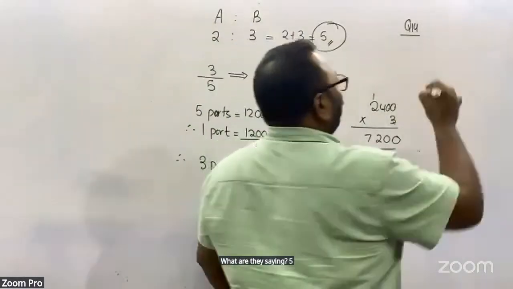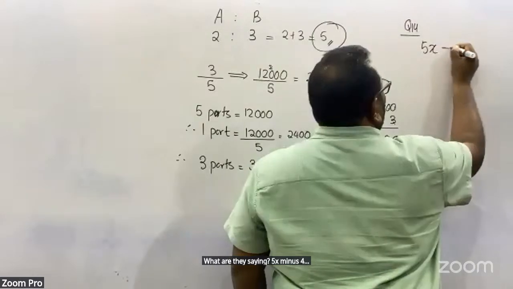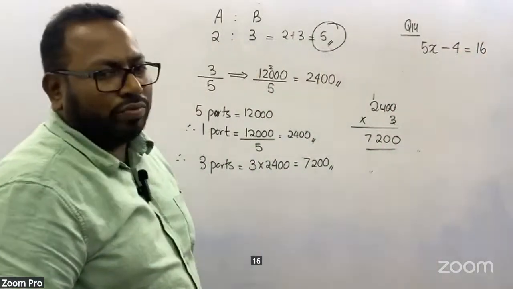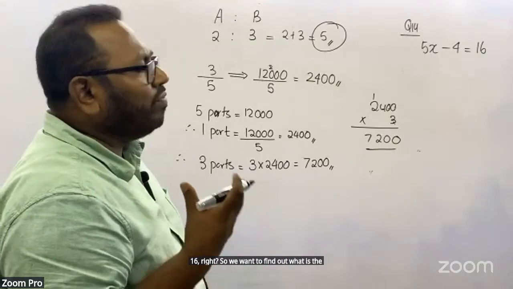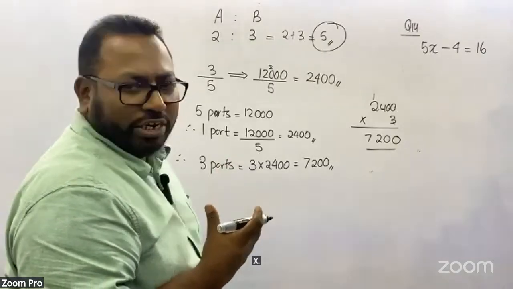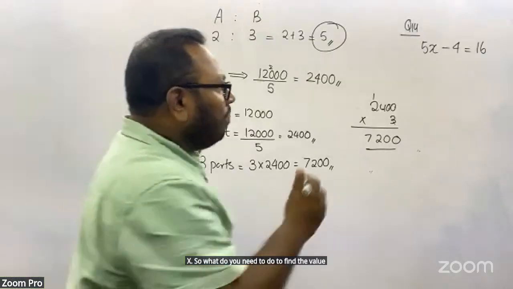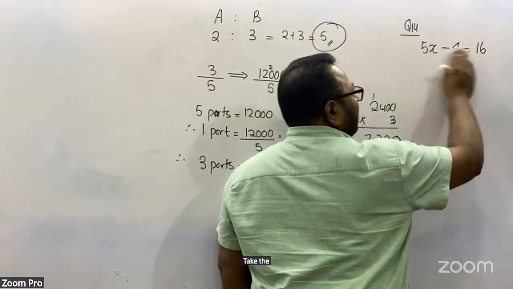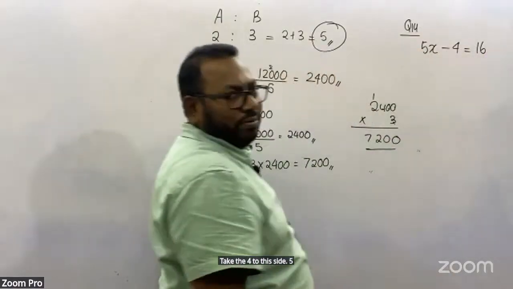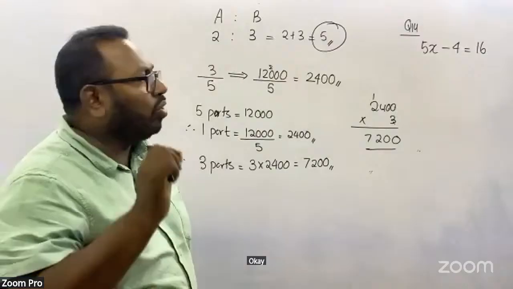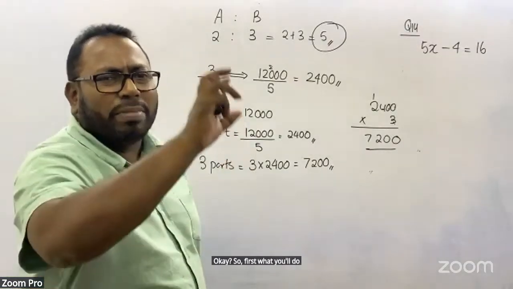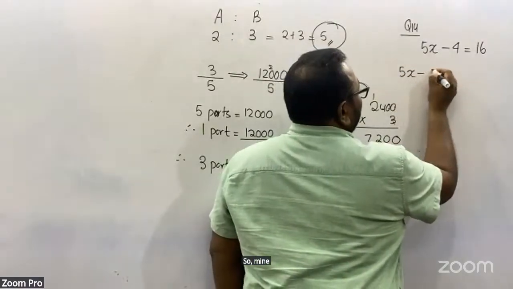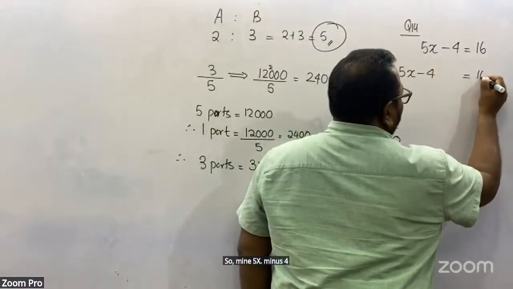Question number 14. What are they saying? 5x minus 4 is equal to 16. We want to find out what the value of x is. So what do you need to do to find the value of x? We have to keep x on this side, take the 4 to this side, and the 5 also to the other side. First, you need to take the minus 4 to the other side. So 5x minus 4 is equal to 16.